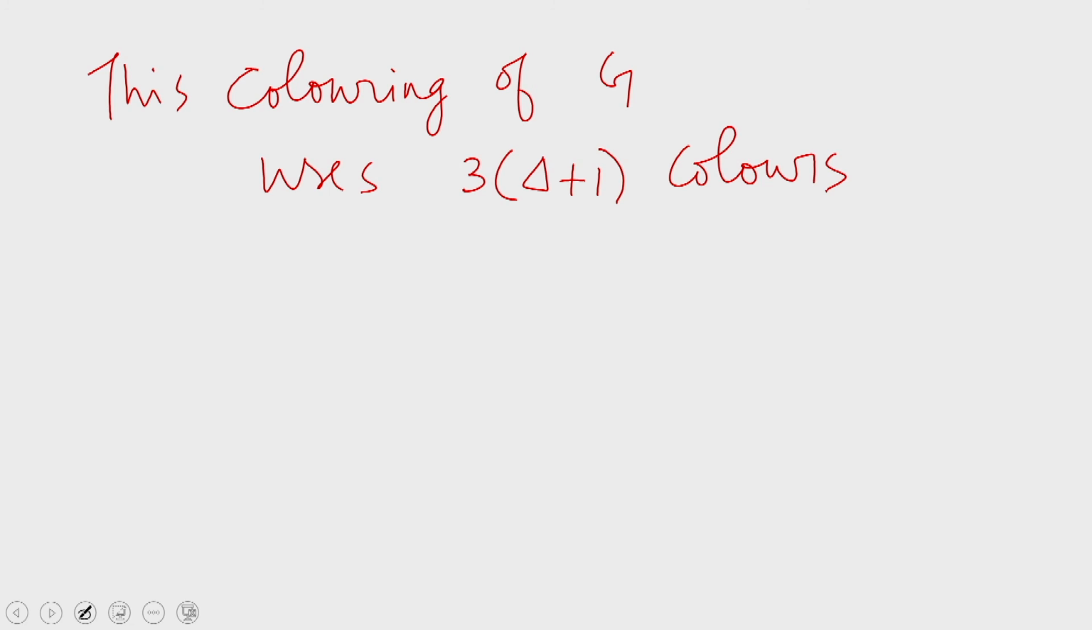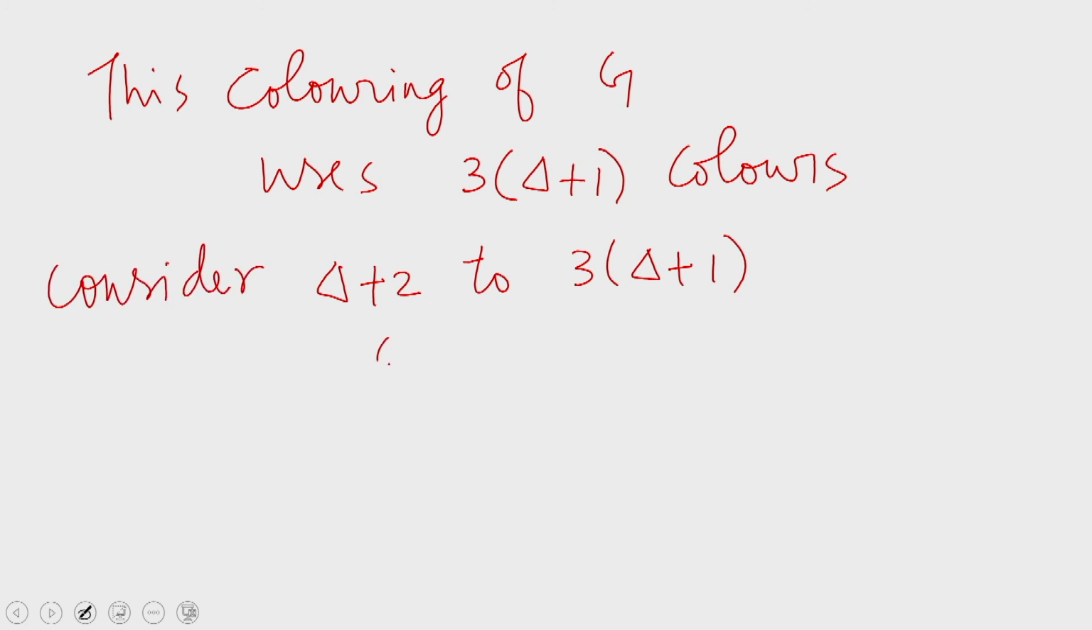But then you can reduce the 3 into delta plus 1 coloring into a delta plus 1 coloring. What we do is to consider all the colors from delta plus 2 to 3 into delta plus 1 one by one.